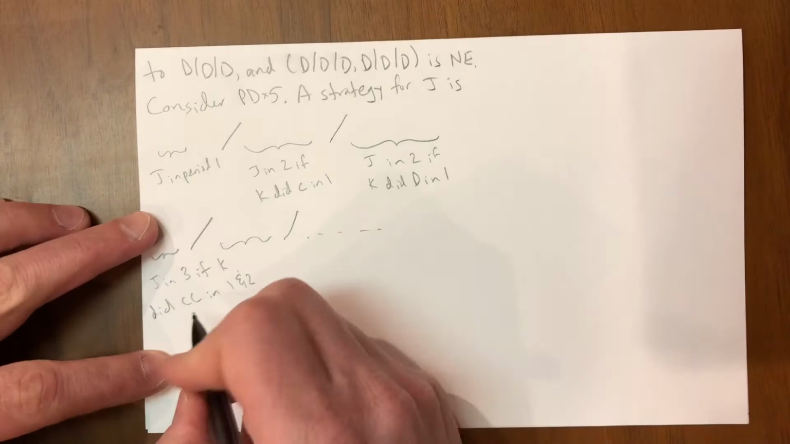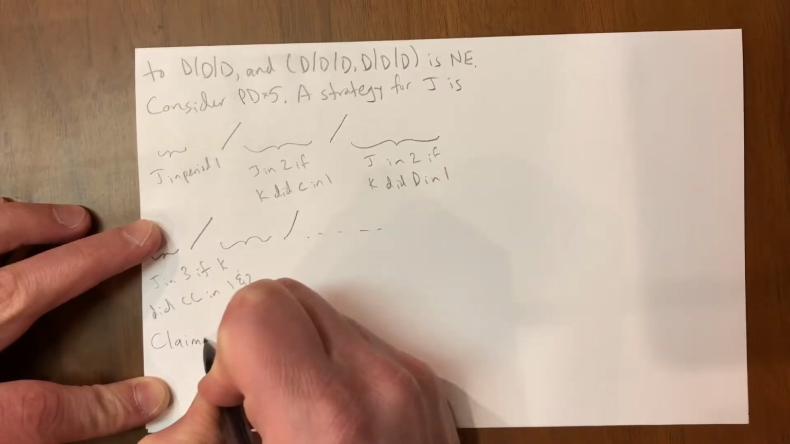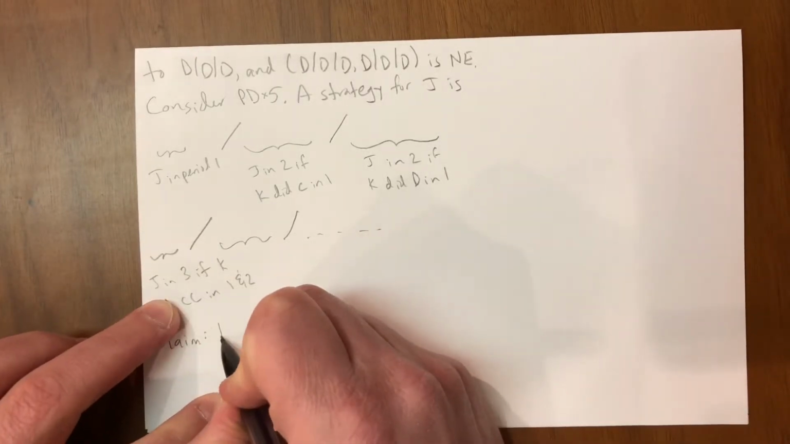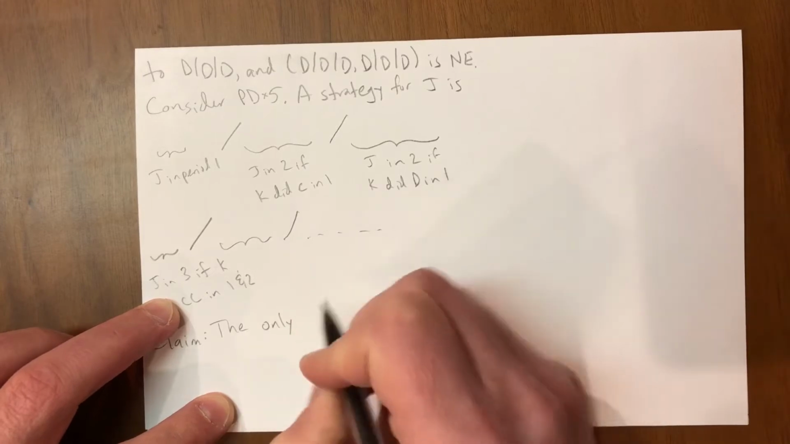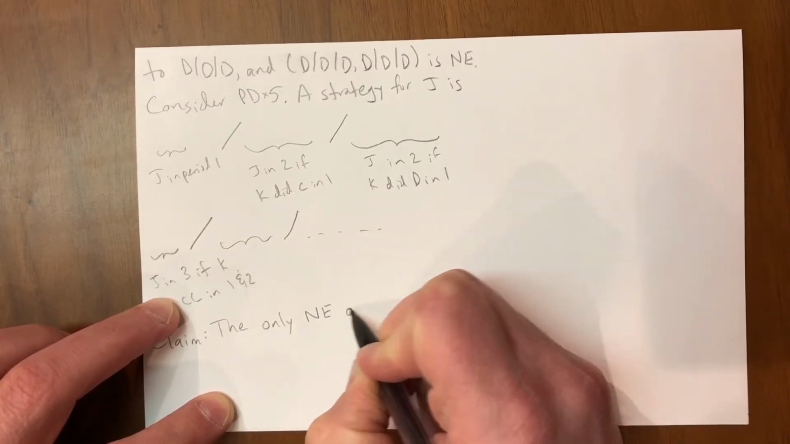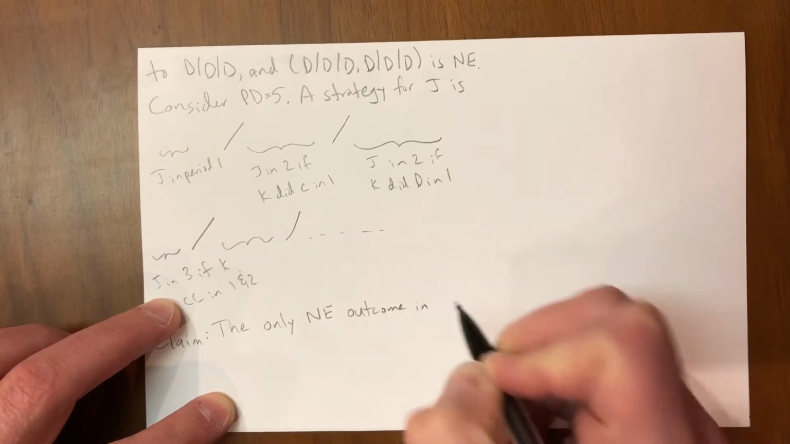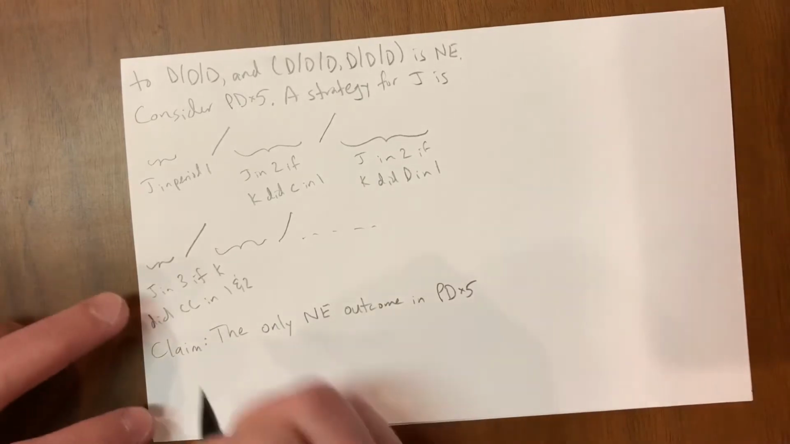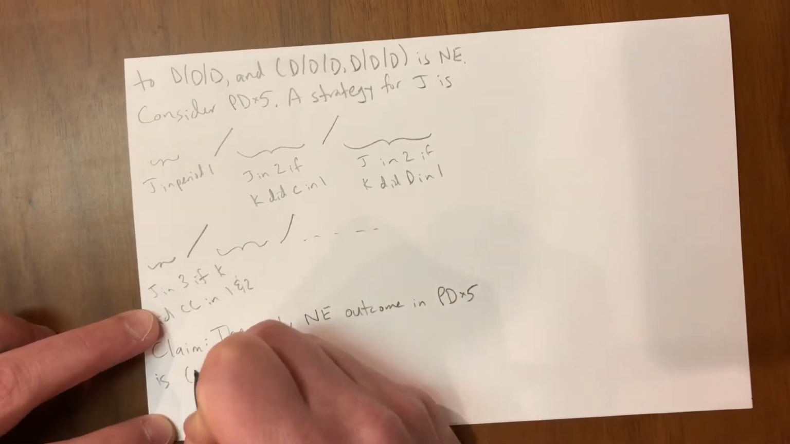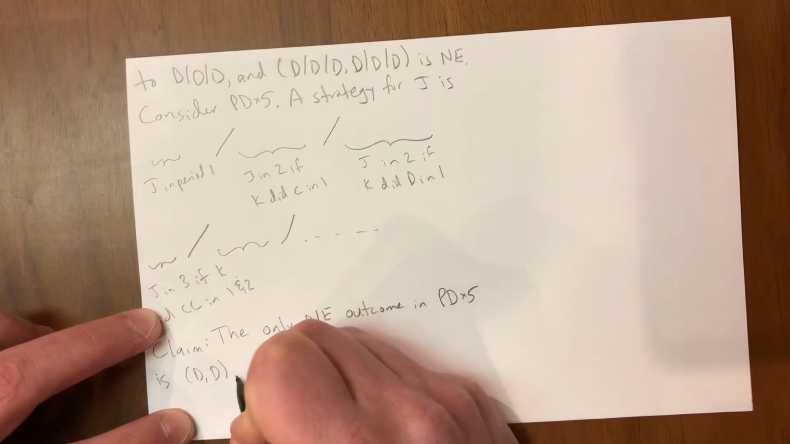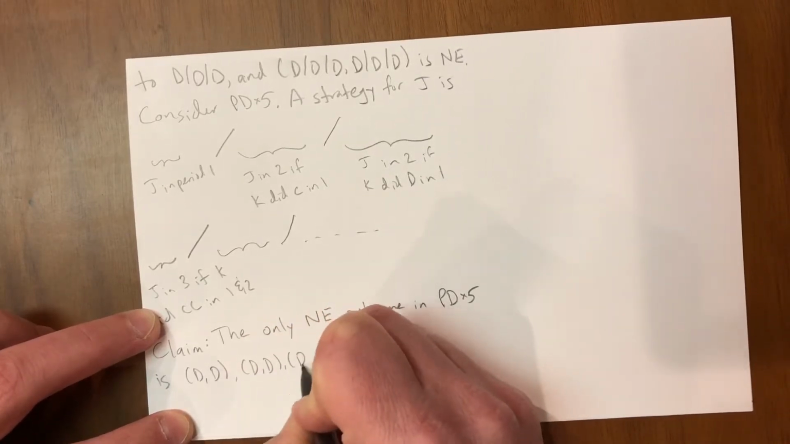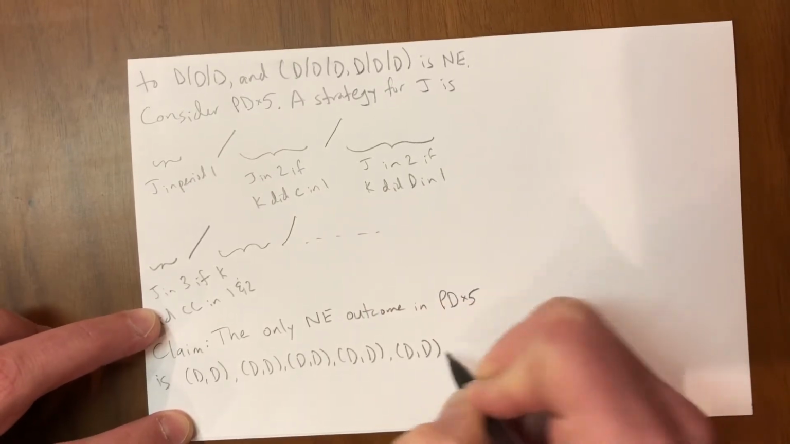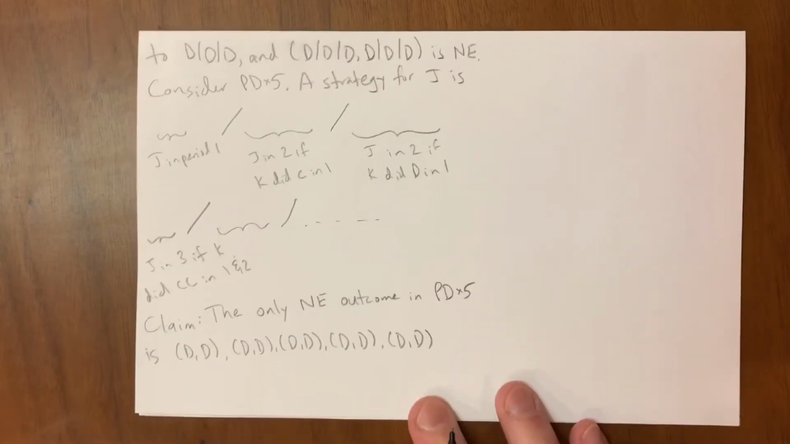So I claim that the only Nash equilibrium outcome in Prisoner's Dilemma played 5 times is DD, DD. So in all 5 periods, they'll play DD.